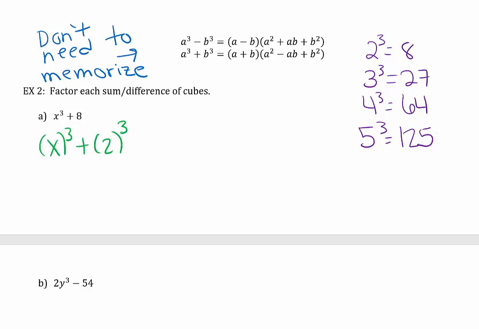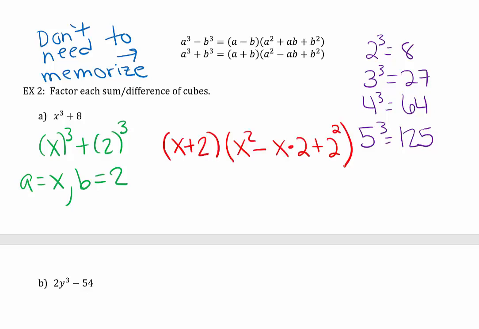This first example, x cubed plus 8, I notice that 8 is 2 cubed. This is a sum of perfect cubes. I'm going to use that second formula listed, replacing all of the a's with x's and all of the b's with 2's. Once I plug the numbers in, there's not much I can do other than maybe changing the 2 squared into a 4. And this is my final answer, x plus 2, x squared minus 2x plus 4. We cannot go any further with this. That trinomial actually cannot be factored. There are no numbers with a product of 4 and a sum of negative 2.